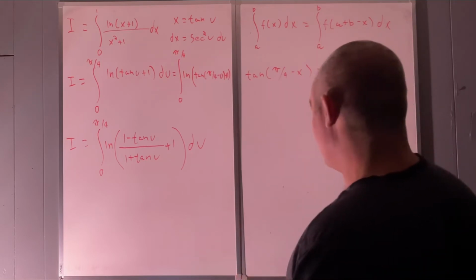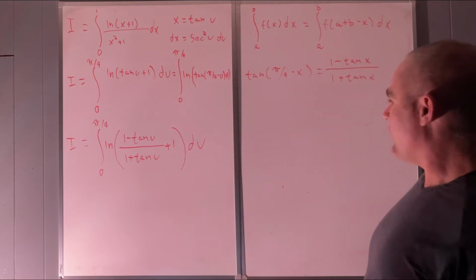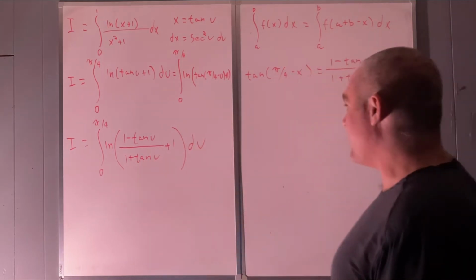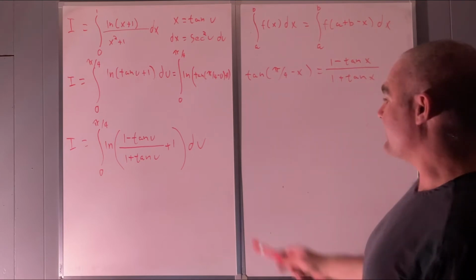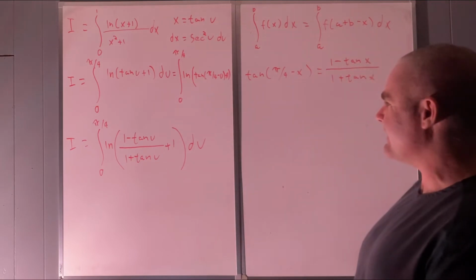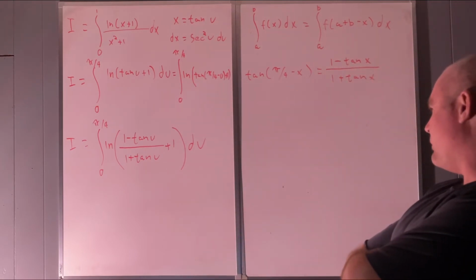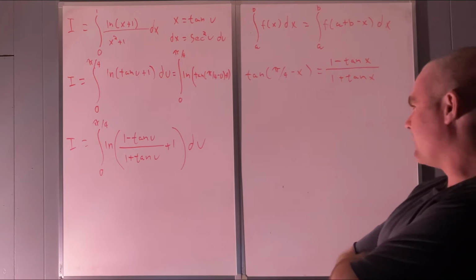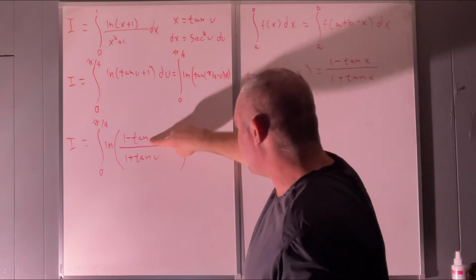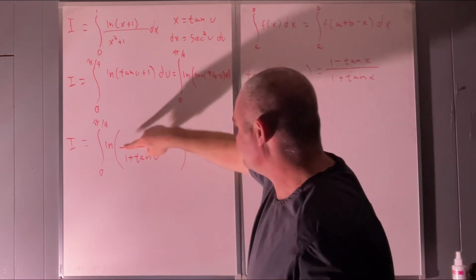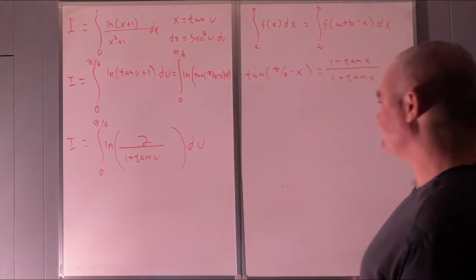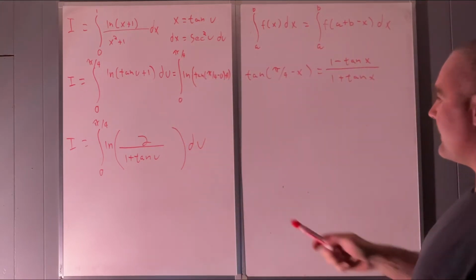All right, so let's see. What we want to do next is write that 1 as 1 plus tangent u over 1 plus tangent u. So we have the same denominator. And then if we add them together, we would get 1 minus tangent u plus 1 plus tangent u. In other words, we'll just go ahead and rewrite this right away like this. 2. There we go. All right, so now we have I is equal to that.